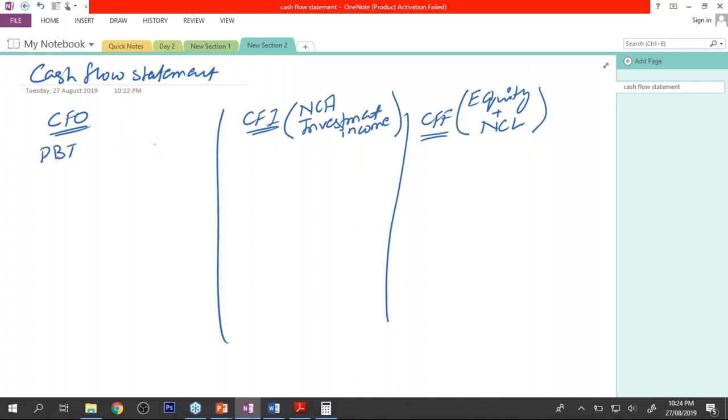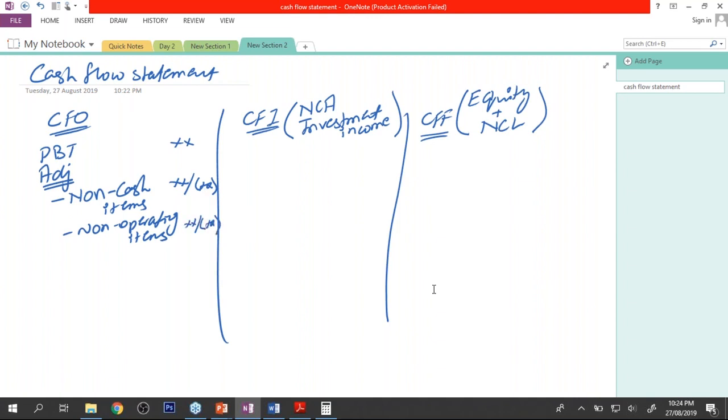So if we talk about the cash flow from operating activities, we start from the profit before tax and we write down the adjustments. We try to reverse all of the non-cash items and non-operating items. These are the two items that we usually remove from the cash flow from operating activities. So anything which is added will be deducted. Anything which was previously deducted is going to be added. Same goes for the non-operating activity. Now, what exactly is a non-operating activity?